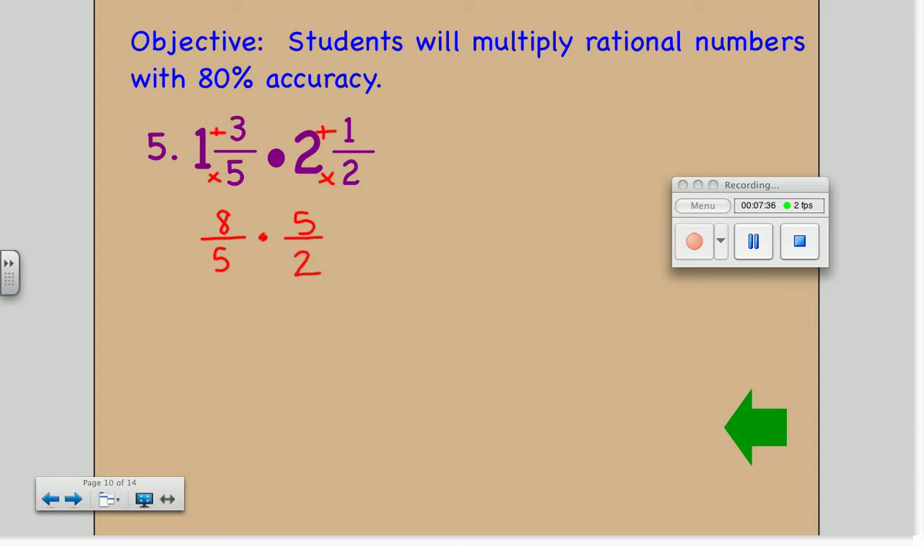I can cross cancel this 5 and this 5, so they become 1 and 1. And I can cross cancel this 2 and 8. 2 divided by 2 is 1. 8 divided by 2 is 4. As long as you divide the numbers by the same digit, you're fine. You can cross cancel. 4 times 1 is 4, and 1 times 1 is 1, so the answer is 4.